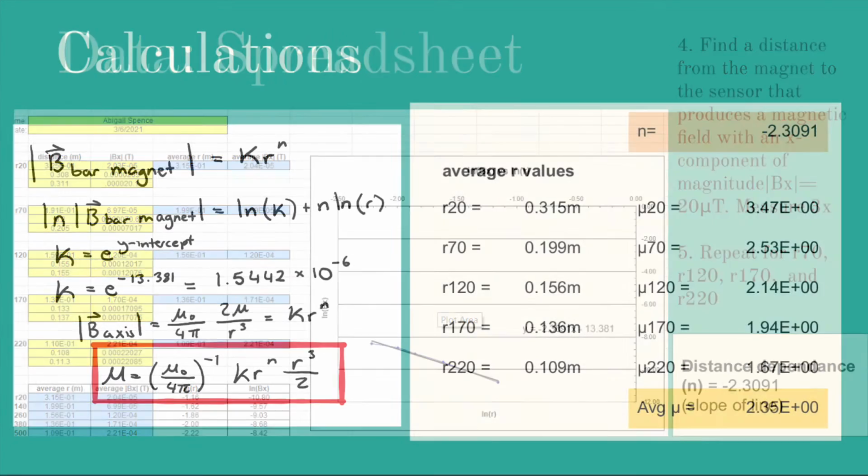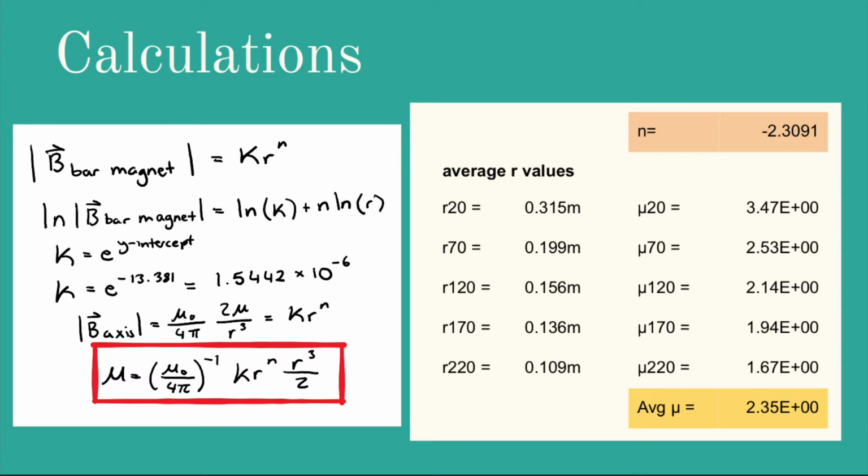Next, to calculate the magnetic dipole moment of the bar magnet, I solved for k in the magnitude of the magnetic field equation by doing e to the power of the y-intercept. Then I took the same equation and set it equal to Biot-Savart's law equation. From there, I solved for magnetic moment. I then plugged in every average R value into the equation, which outputted the corresponding dipole moment. Lastly, I took the average of those magnetic dipole moments and got my answer, 2.35.